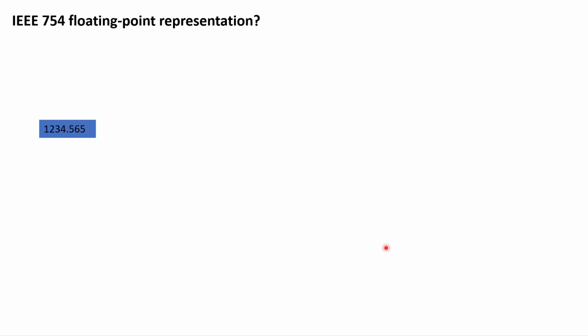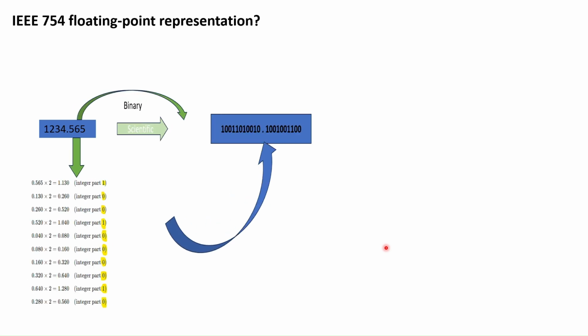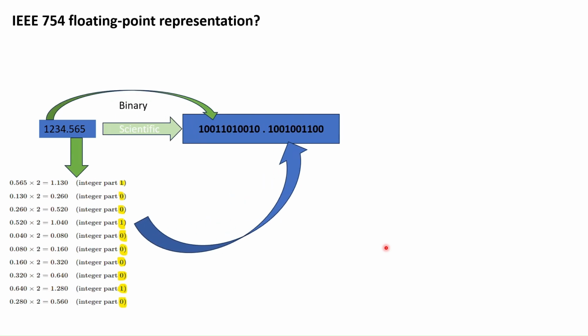We will discuss it with an example. Let's say you have 1234.565. It is a decimal number with a fraction. First we will convert 1234 to binary, which is 10011 something. This is the binary representation of 1234. Then we have the decimal point. The .565 we will convert to binary: we keep on multiplying by 2 and take the integral parts. Using this, you will convert it into binary. All the integral parts I have taken.